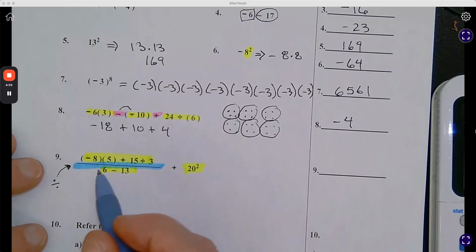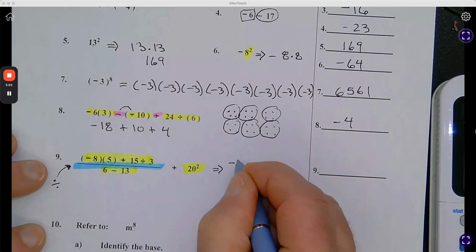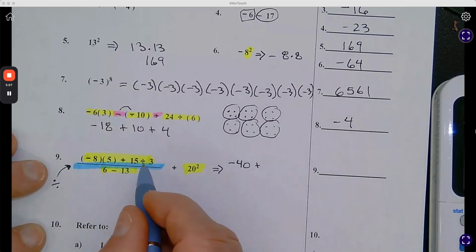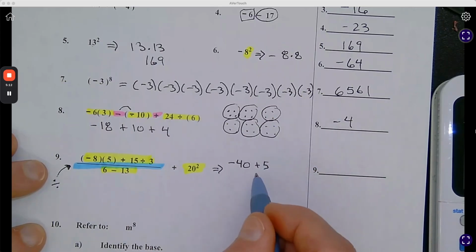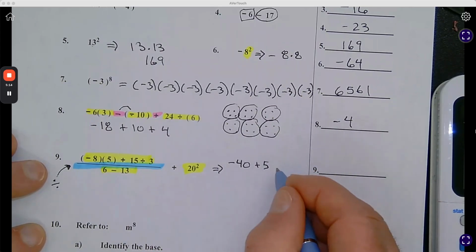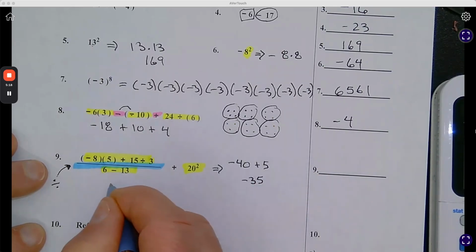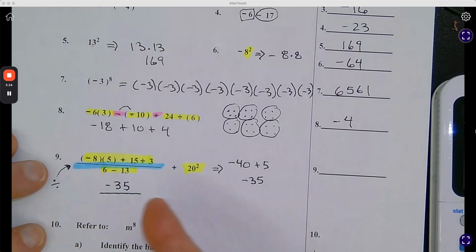Here, I'm going to go ahead and do negative 8 times 5. That is negative 40. Plus 15 divided by 3 is 5. Negative 40 plus 5 is negative 35. So the top, which is called the numerator, is negative 35. The bottom is 6 minus 13.